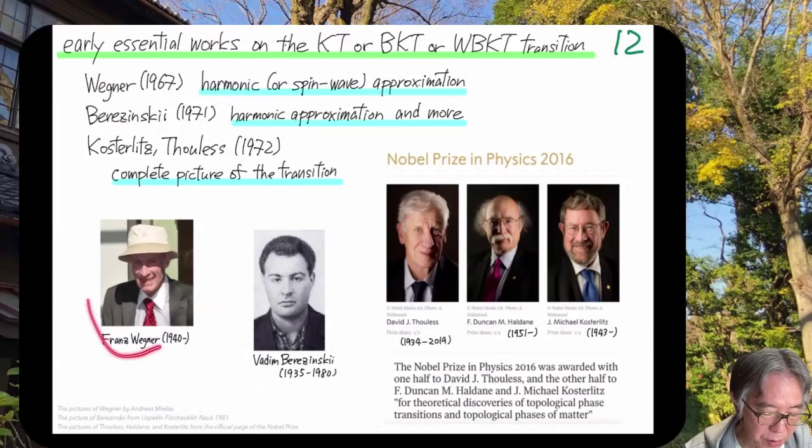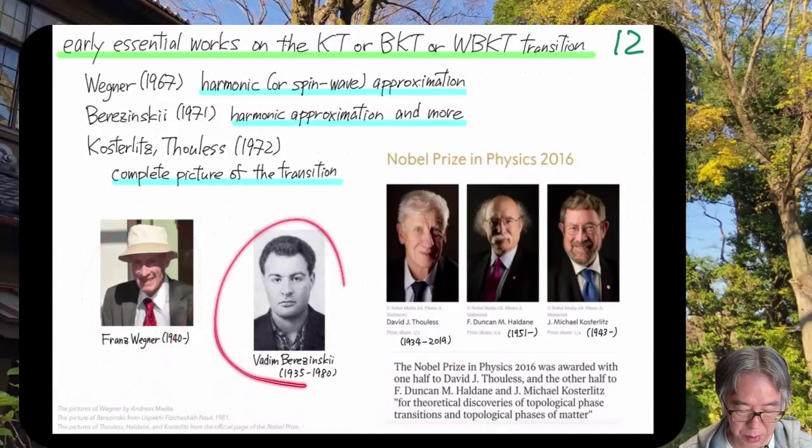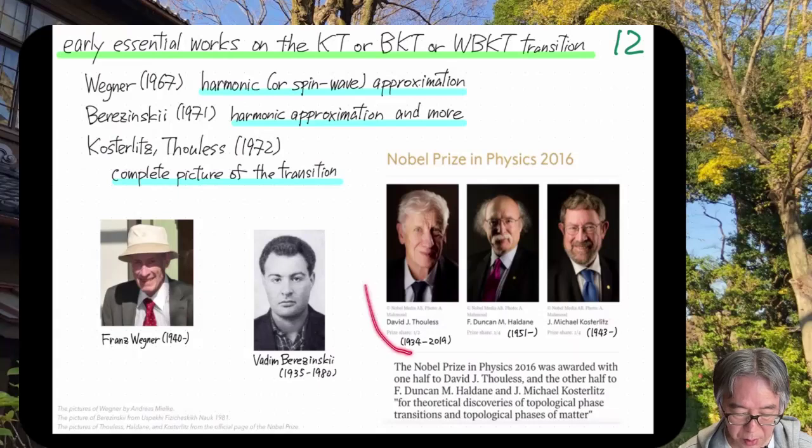Professor Wegener himself is very well known for his beautiful works on the renormalization group, Anderson localization, and in a sense he invented lattice gauge theory. So he is a very famous theoretical physicist. Anyway, this is Professor Wegener, this is Berezinski, this is Professor Kosterlitz, and this is Professor Thouless. As you see, they got the Nobel Prize in 2016, and Professor Kosterlitz got this prize mainly for the discovery of this transition, and Professor Thouless did more.